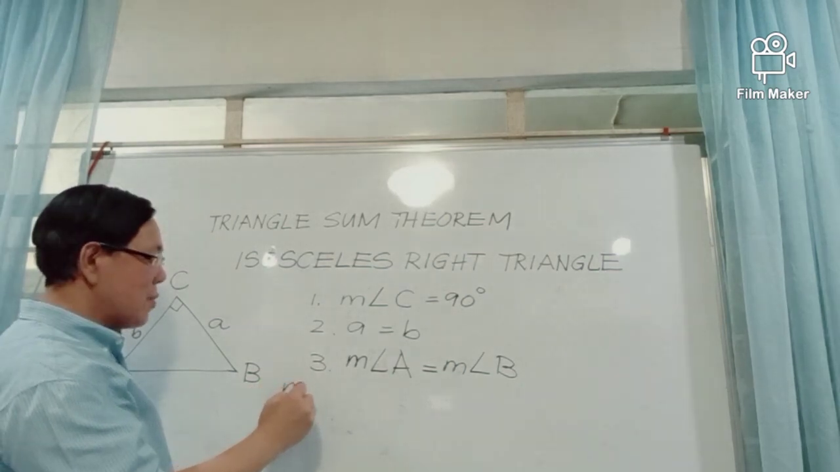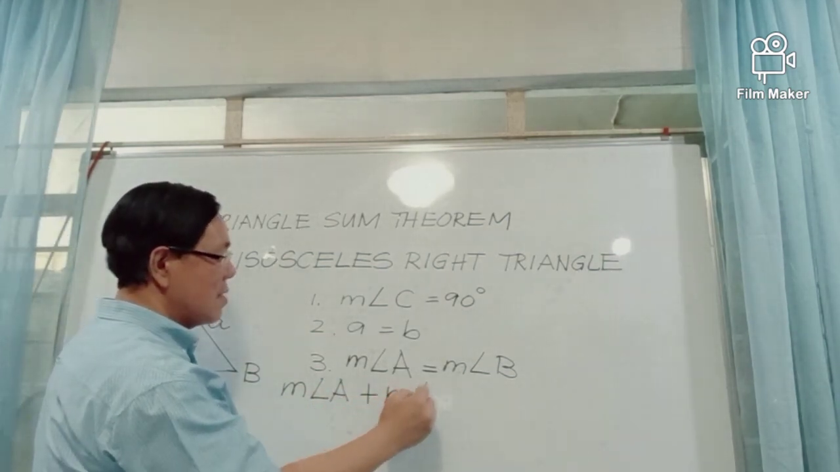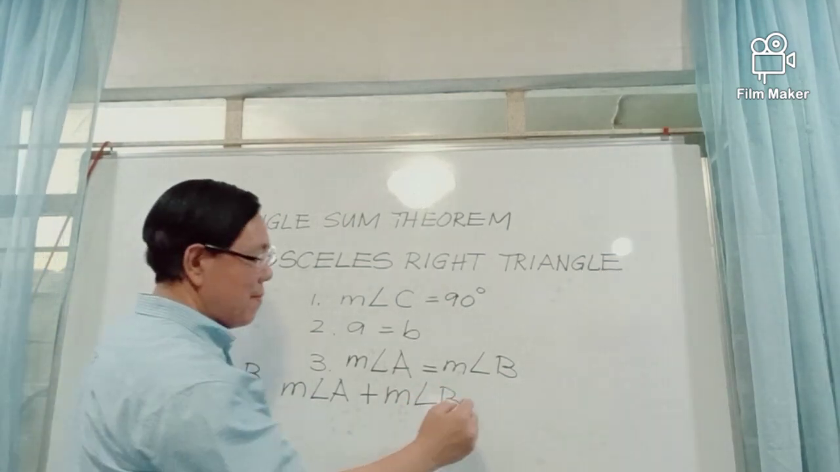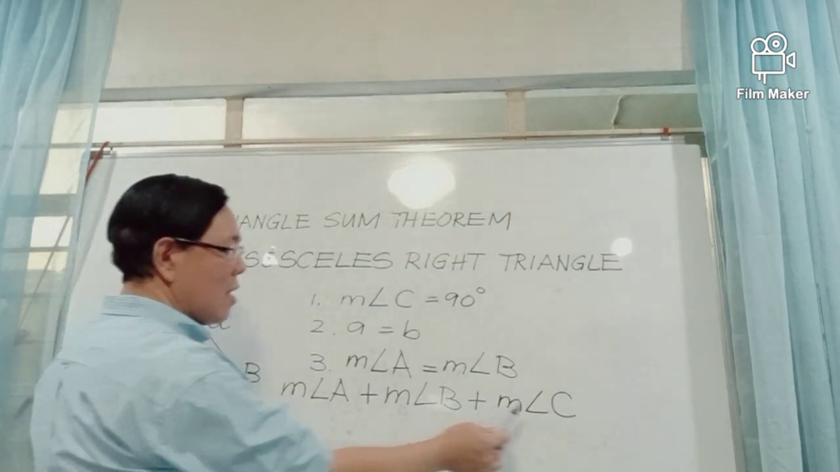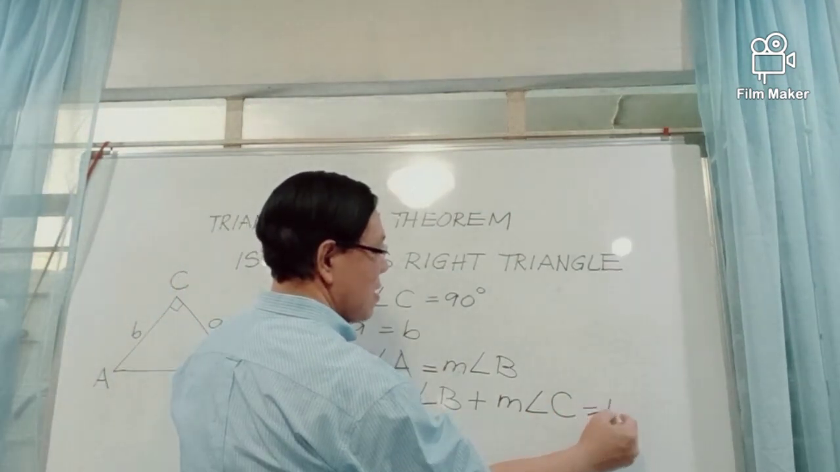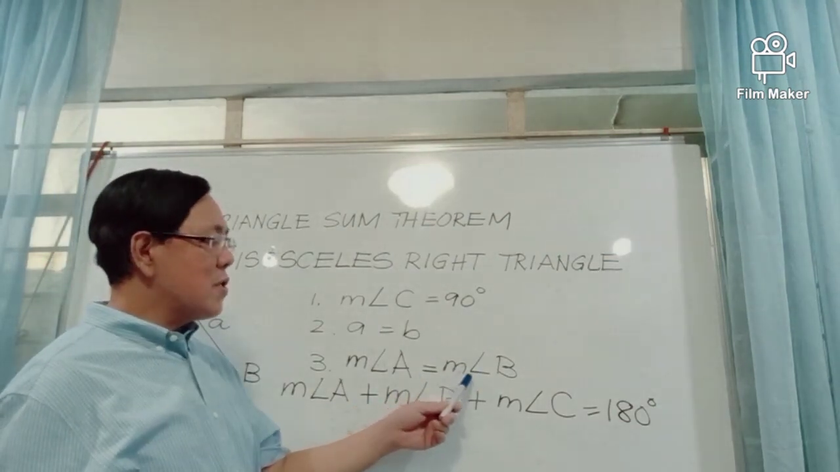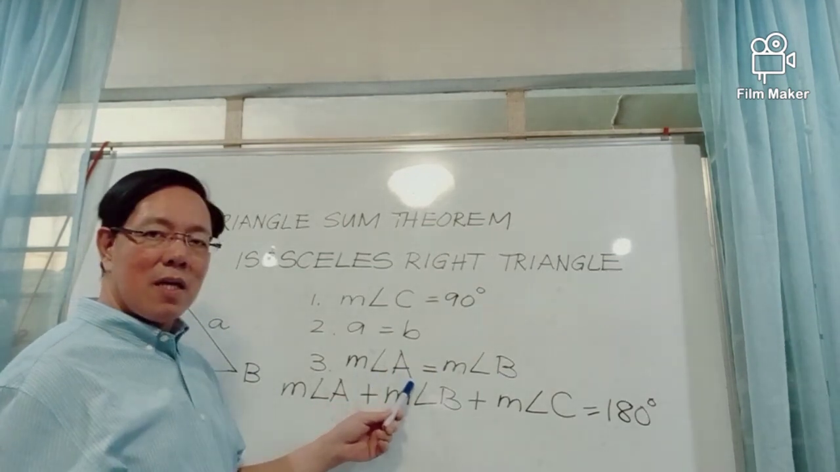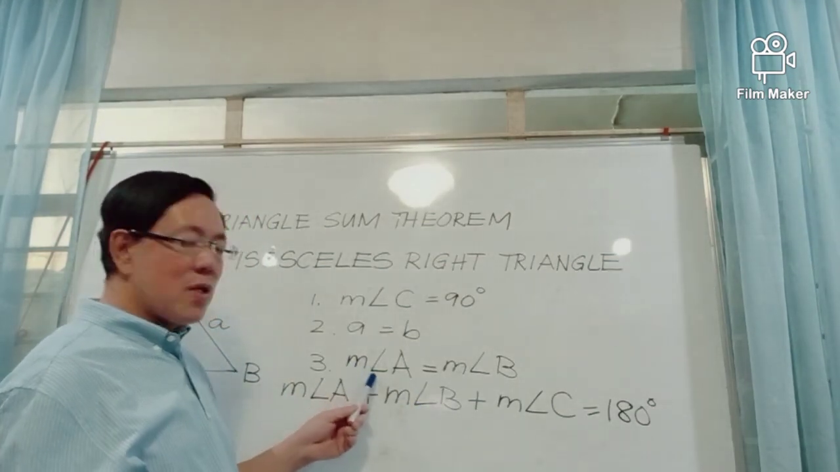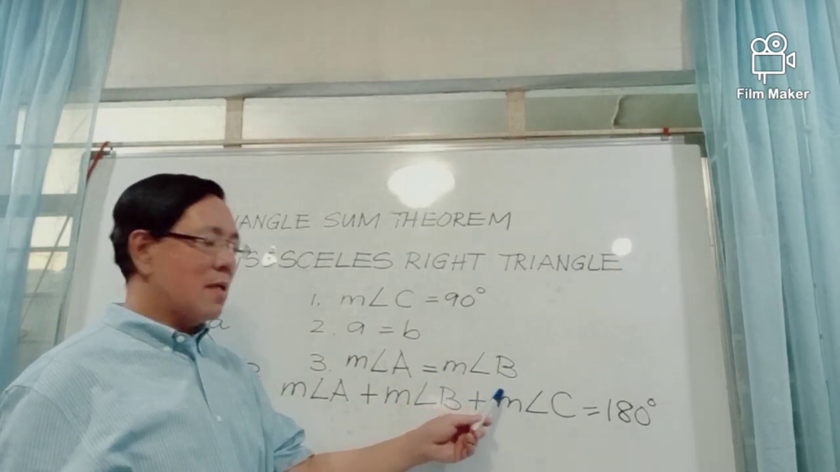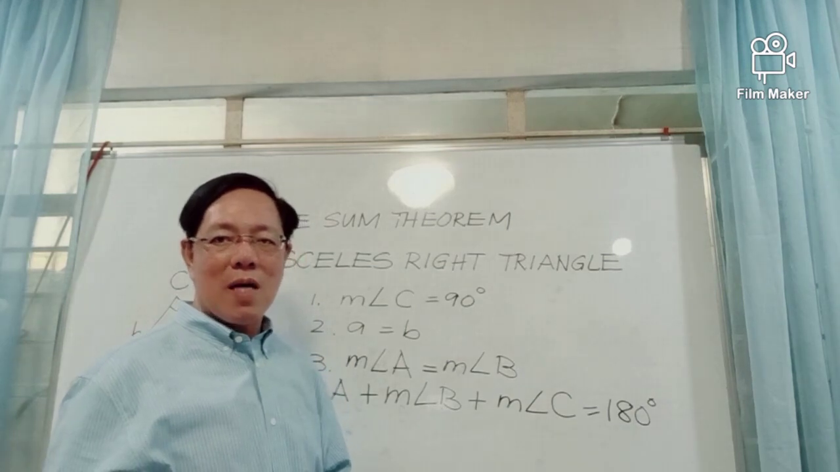We write measure of angle A plus the measure of angle B plus the measure of angle C. The sum of the three angles in the isosceles right triangle is 180 degrees. But the measure of angle B is equal to the measure of angle A. In this equation, we can replace measure of angle B by measure of angle A, since measure of angle B is equal to measure of angle A. We will write this equation in terms of the measure of angle A.